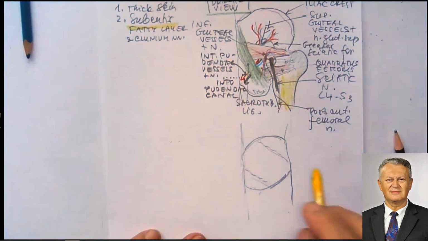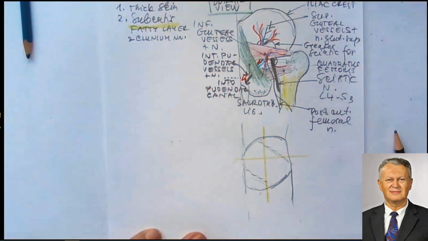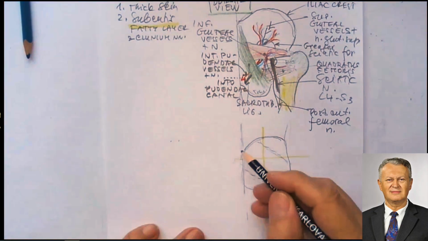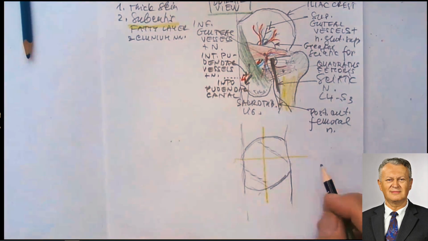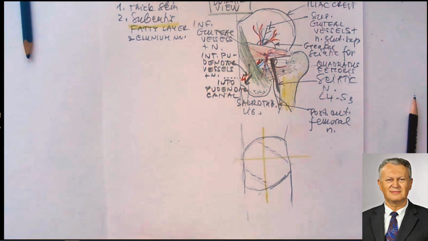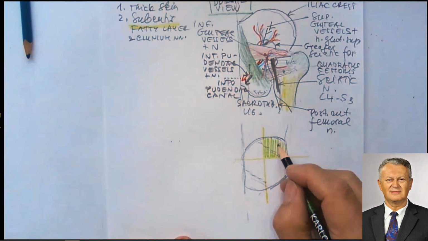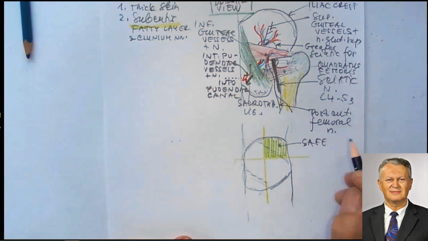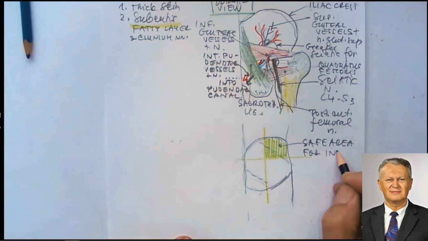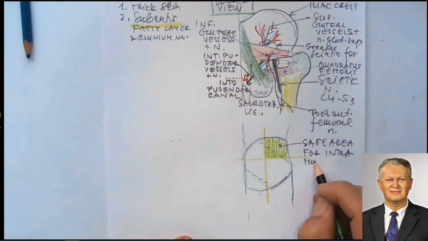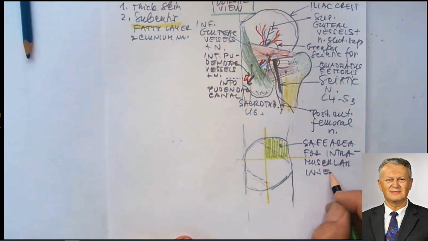Two lines, why not yellowish? So, two lines dividing the whole space into 4 quadrants. And also that zone, using light green, is called the safe area, clinically very important, for the relatively deep intramuscular injections.